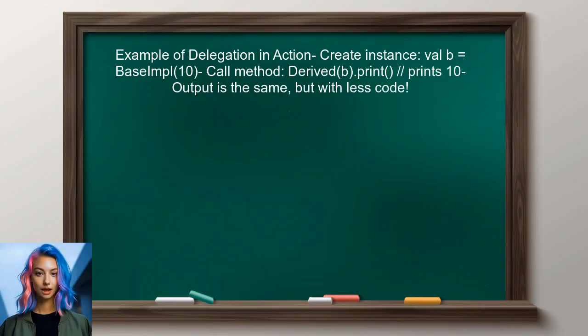Finally, let's see how this works in practice. When the user creates an instance of derived and calls the print method, it delegates the call to the base_impl instance, resulting in the same output.